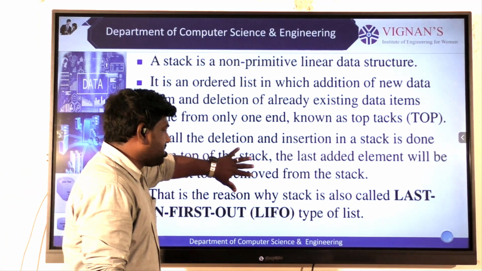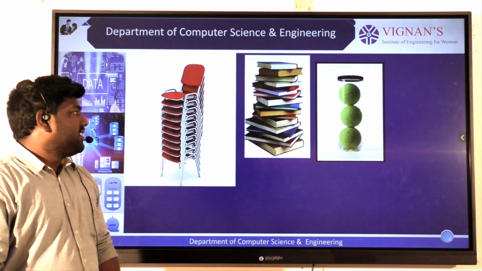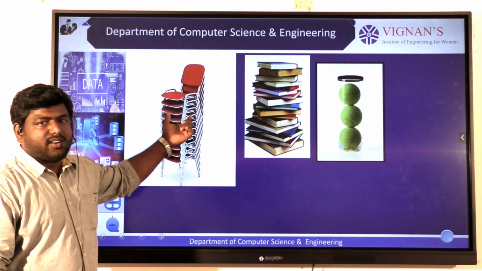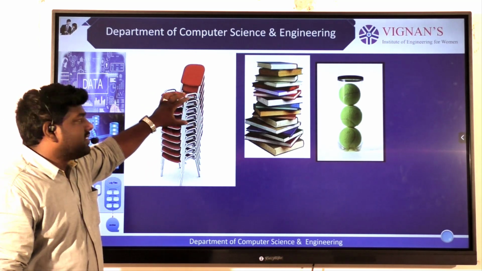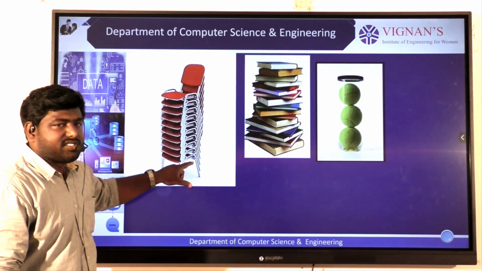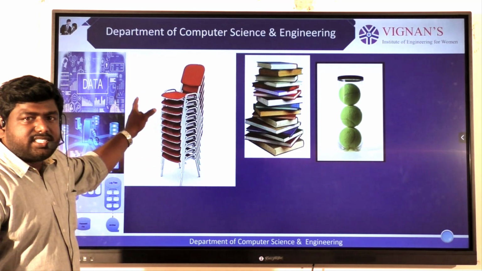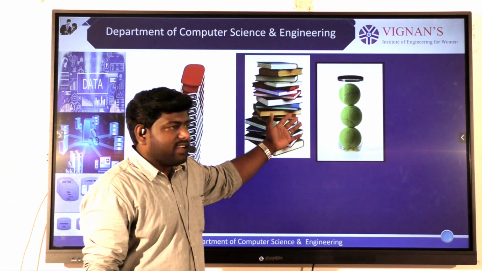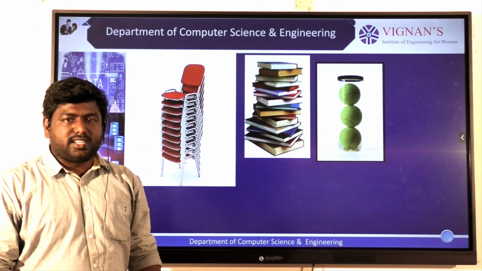Let us see some examples. Here are some real-time examples. Let us assume that chairs are arranged in order, one above the other. If you want to remove the bottom chair, which was placed first, we have to remove all the chairs from top to bottom. This is some other example, and this is also another example of how we are storing data in the stack.